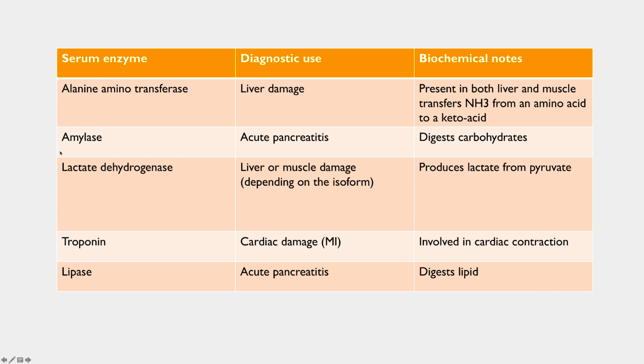Amylase is a digestive enzyme secreted by the pancreas. It would normally not be found in circulation. In cases of acute pancreatitis, this may be released and assayed for in the blood.